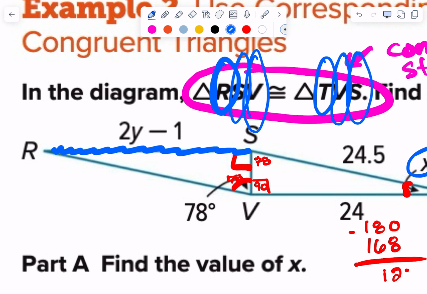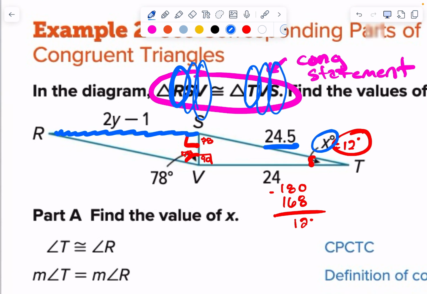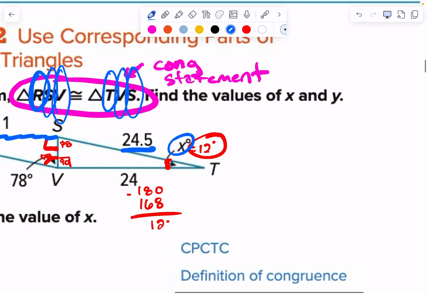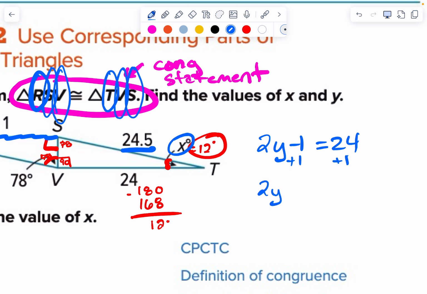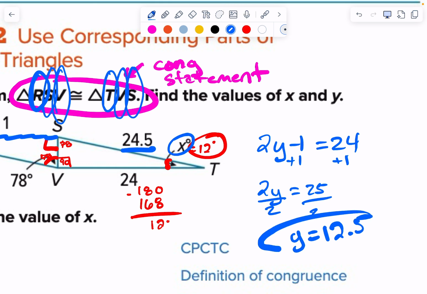24. Do you see that? It's not equal to 24.5. It's equal to 24 because it's like swapped. Got it? It's mirrored. So to solve for y, I want to go 2y minus 1 equals 24. And then I add the 1. 2y equals 25. Gross. X or y is how much? 12 and a half.